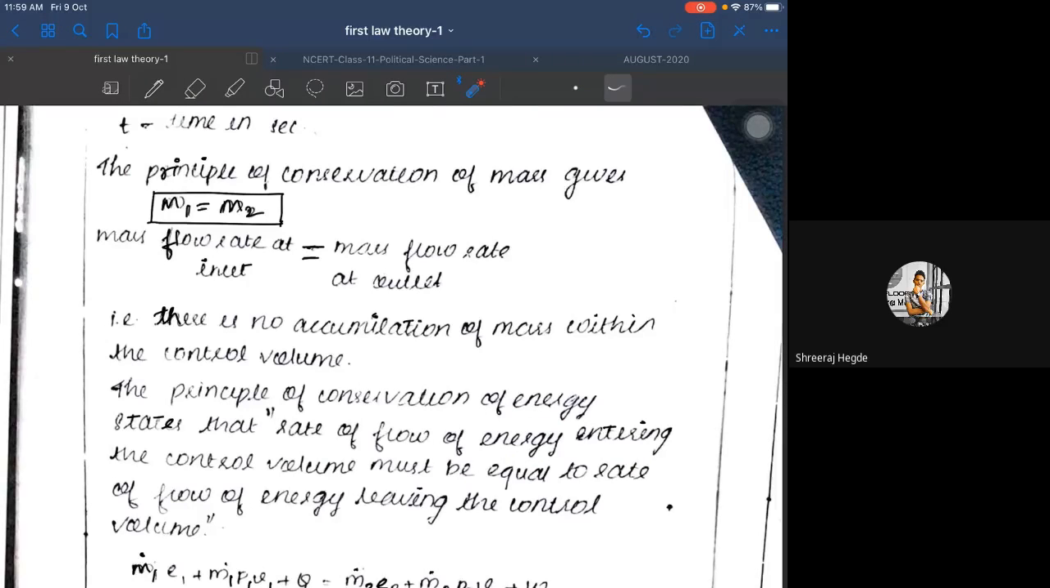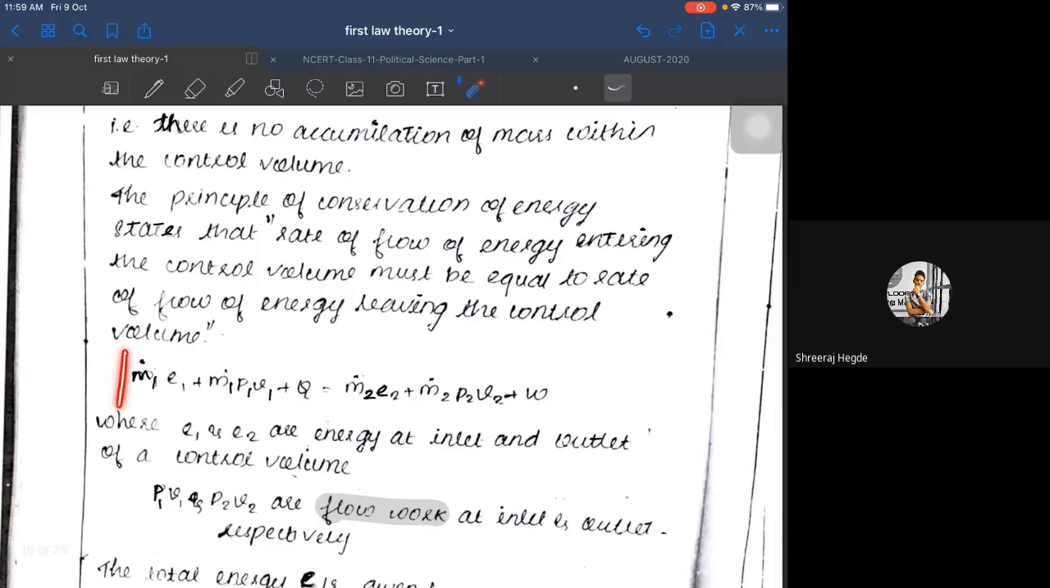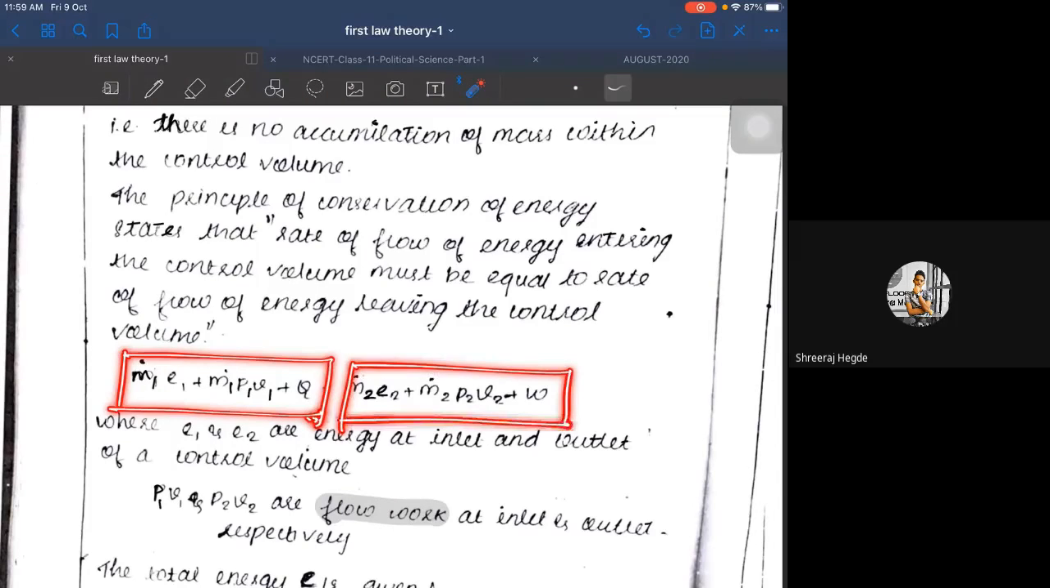What does it say? It says that whatever the flow of energy, that means the rate of flow of energy which is entering the control volume must be equal to the rate of flow of energy leaving the control volume. By this I can write, so this particular expression is the rate of flow of energy entering the control volume. This is the rate of flow of energy leaving the control volume.